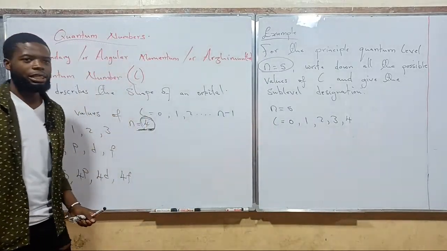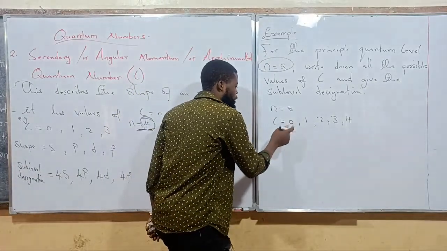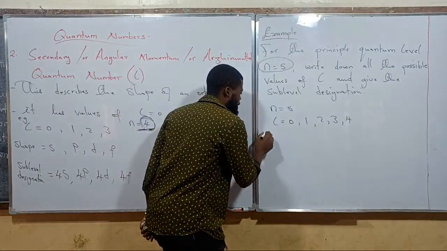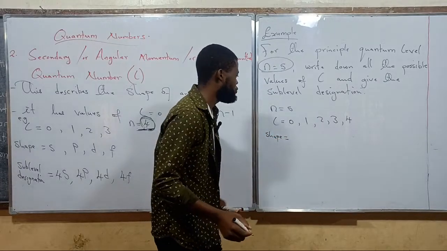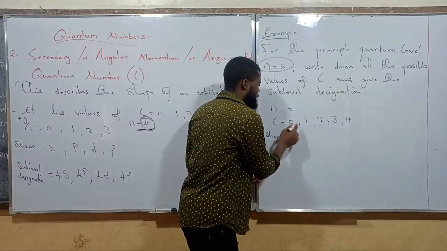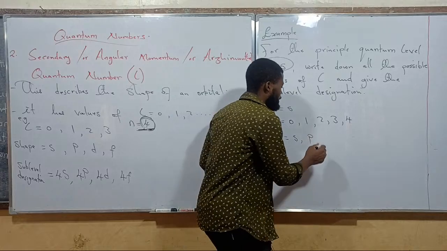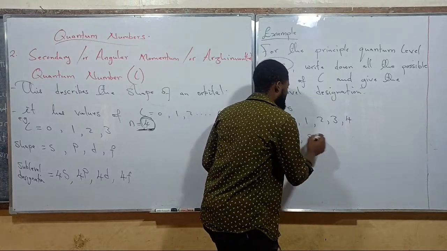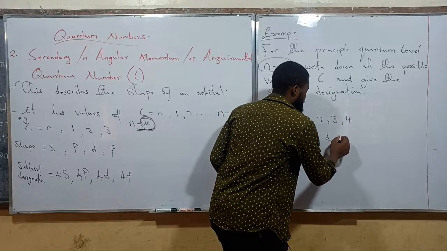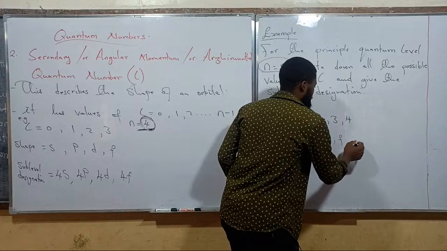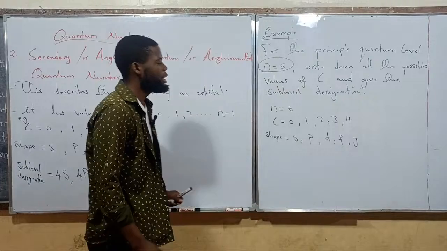Now for the sub-level designation, you need to keep in mind that for each and every value of L, there's a specific shape that it represents. So the shape that 0 represents is S, and 1 is P. If L is equal to 2, then the shape will be D. If L is equal to 3, then the shape will be F. If L is equal to 4, then the shape is going to be G.